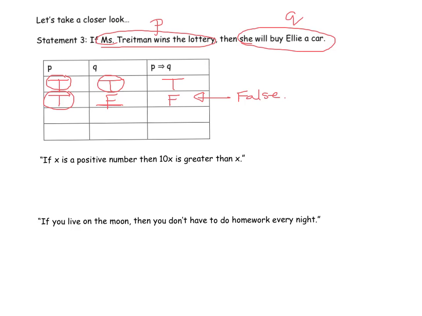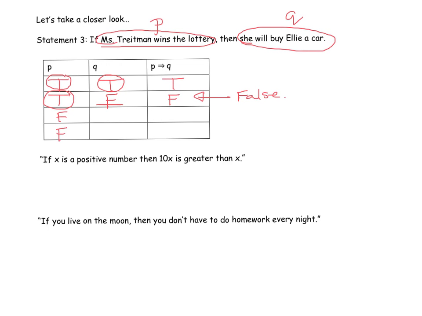If my hypothesis isn't met, then I don't care what happens with the conclusion, right? If I don't win the lottery, then it doesn't matter whether or not I buy Ellie a car. This doesn't matter. So if I don't meet the hypothesis, then the statement is automatically true, which is a little bit unintuitive. But if we don't meet the hypothesis, we really couldn't have been lying. We really can't make a false statement if we don't meet that first part. So that automatically is true.